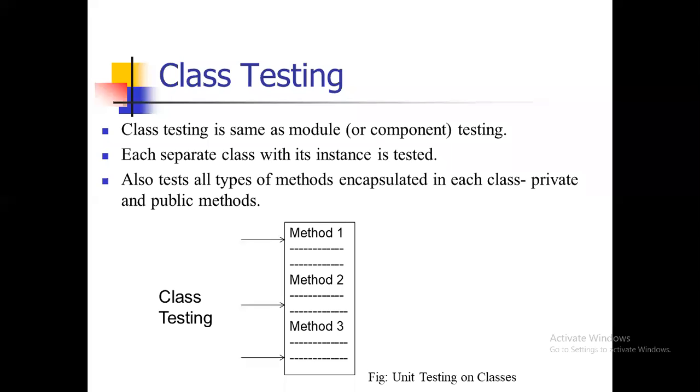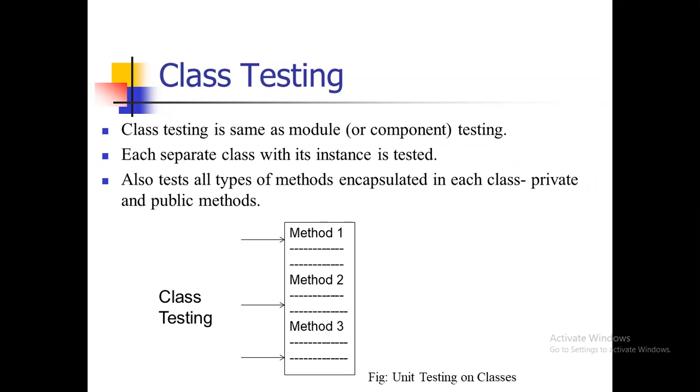Here, we are starting with class testing. Class testing is the same as module or component testing. We are going to test the module, or the component of the system. Each separate class with its instance is tested. We are going to test each class separately, along with its instances. We are going to test all types of methods encapsulated in each class, that are private and public methods.